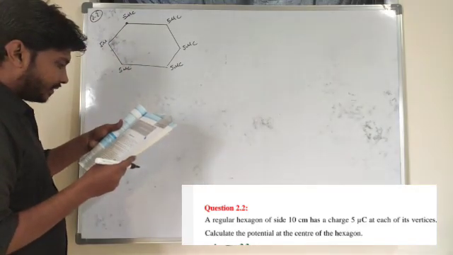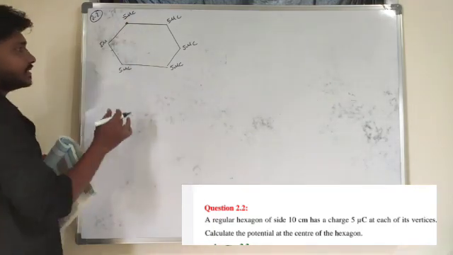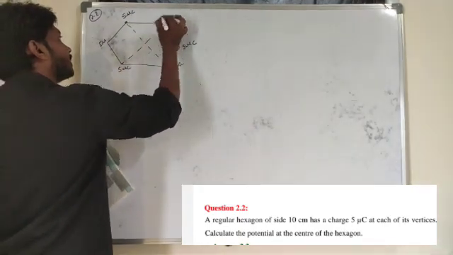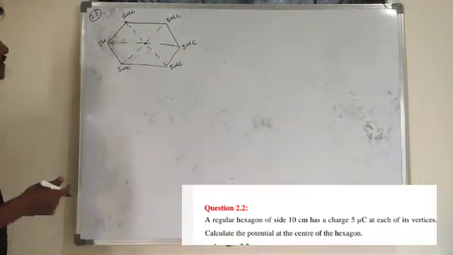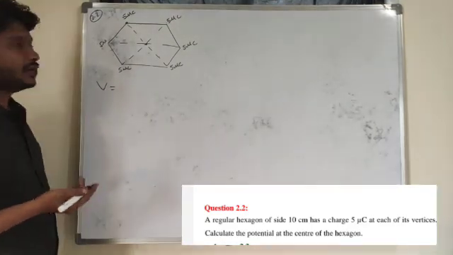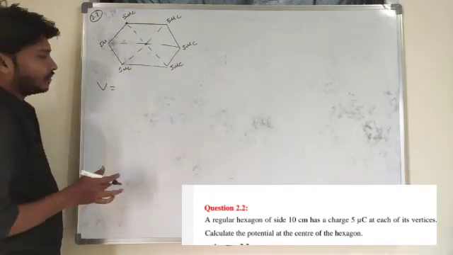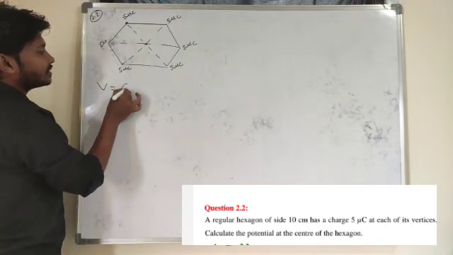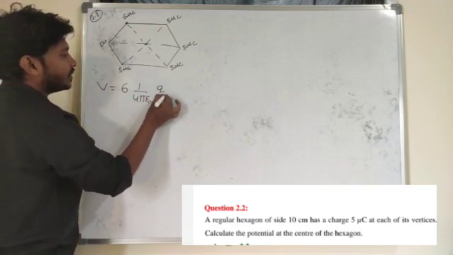And they said the hexagon has a side of 10 centimeter, and they asked to determine the electrostatic potential at the center of the hexagon. So to get the total potential, V is equal to 1 by 4 pi epsilon naught Q by R. The distance is 10 centimeter and the charge value is 5 microcoulomb. How many corners are present here? 6 corners. So V is equal to 6 into 1 by 4 pi epsilon naught Q by R.